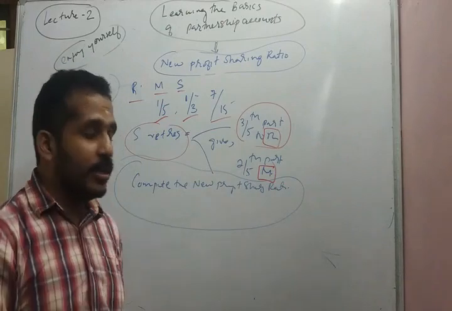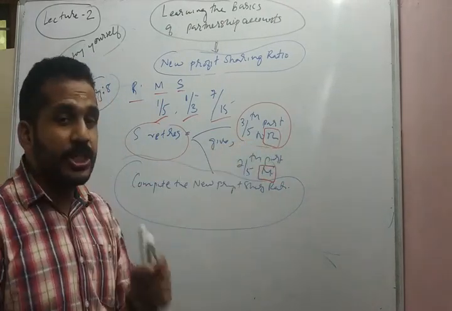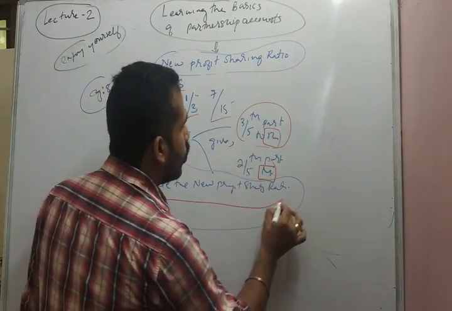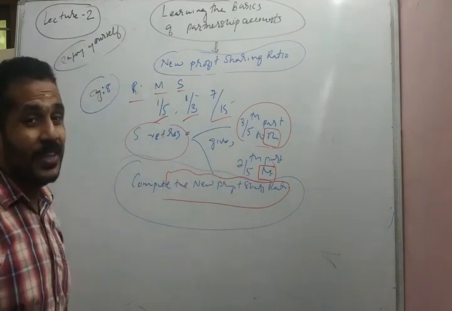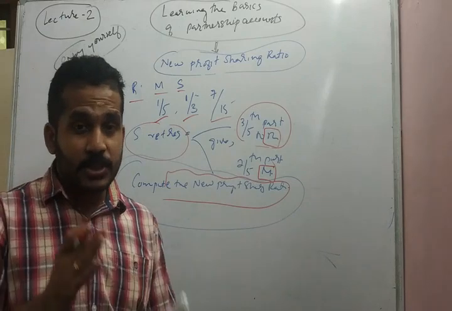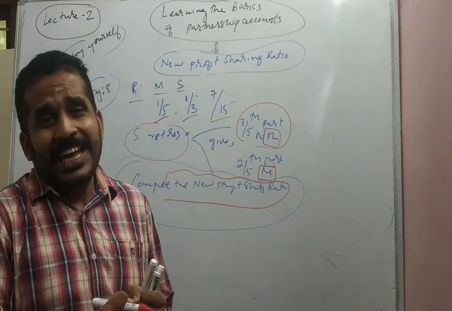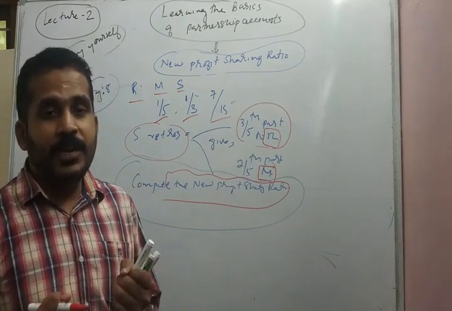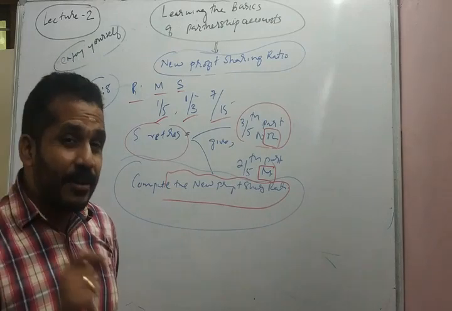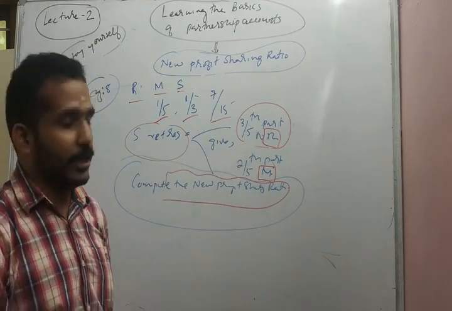So he surrenders 3/5 of his share of profit to R and 2/5 of his share of profit to M. The question asks to calculate the new profit sharing ratio of the existing partners. What we have studied in the theory part is that in the case of retirement or death, the existing partners' share of profit will increase. They gain something from the outgoing partner. Here the question clearly says what is given by the outgoing partner.